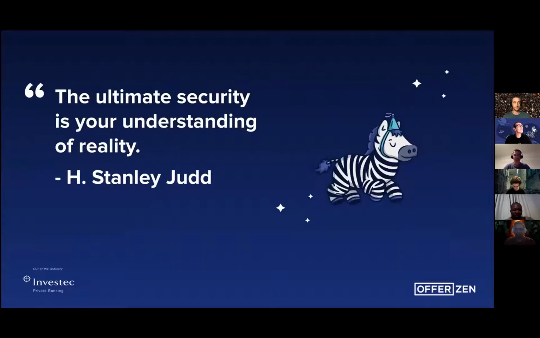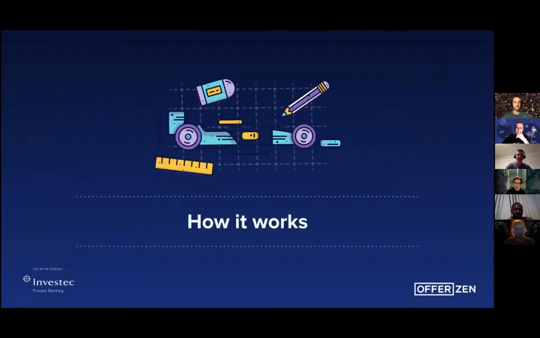There was a suggestion to put a quote on here, so I found one that I liked, which was, "The ultimate security is your understanding of reality." This relates to Budgie's ability, in theory, of being able to see what other people are spending and what they are spending on, and how these things relate. But there's also a play on the concept of security, which is very much a priority for a system that does this. So, how it works.